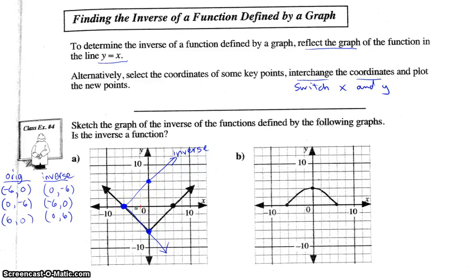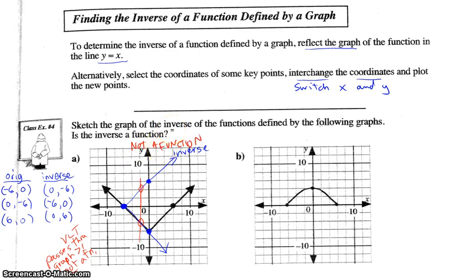Now, when you're given a graph and you're testing to see if it's a function, the easiest way to do that is the vertical line test. Okay, if a vertical line passes through a relation, not a function, more than once, it's not a function. So the vertical line test: passes through graph greater than one time, not a function. Okay, so this obviously is not a function.